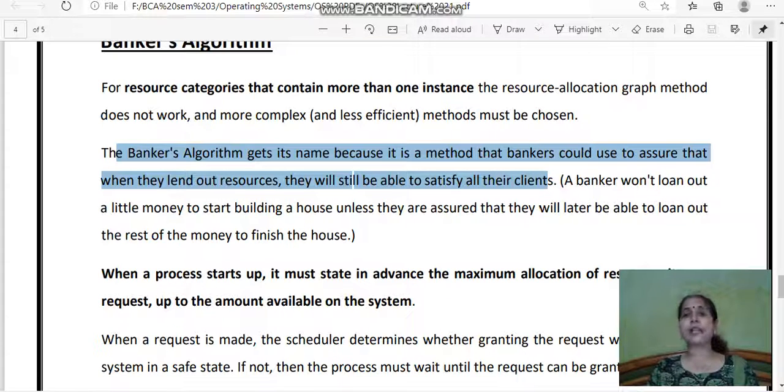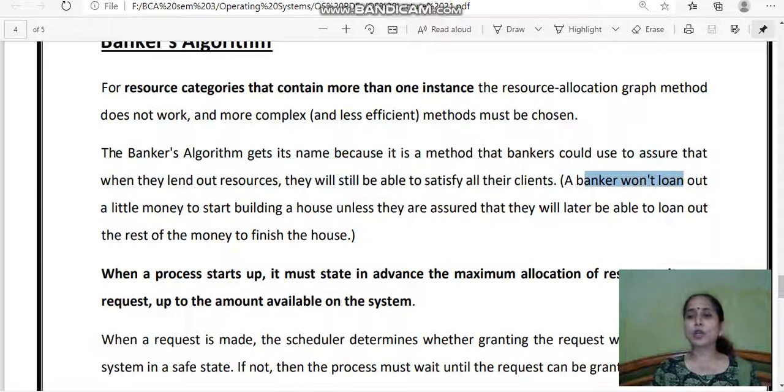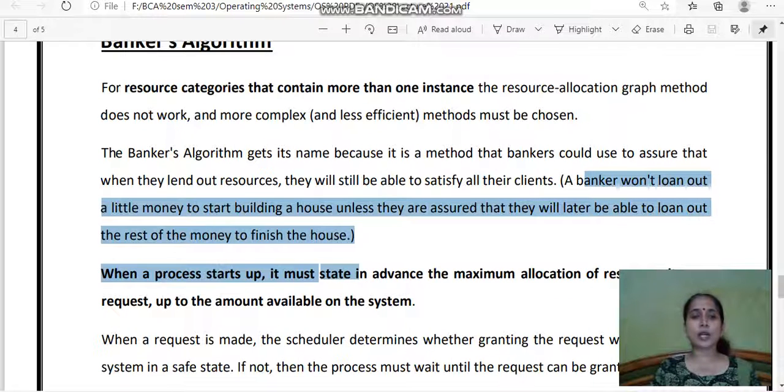इसका एग्जाम्पल है कि अगर कोई बैंकर है, वो लोन देता है अपने क्लाइंट्स को, तो वो एक लिमिट में ही लोन देगा और उतना ही देगा जितने से उसके बाकी क्लाइंट्स अफेक्ट ना हो। ऐसा नहीं करेगा कि उसके पास जितना कॉर्पस है, जितना पैसा है, वो सारा एक ही क्लाइंट को लेंड कर देगा, ना, कभी नहीं करेगा। A banker won't loan out a little money to start building a house unless they are assured that they will later be able to loan out the rest of the money to finish the house.